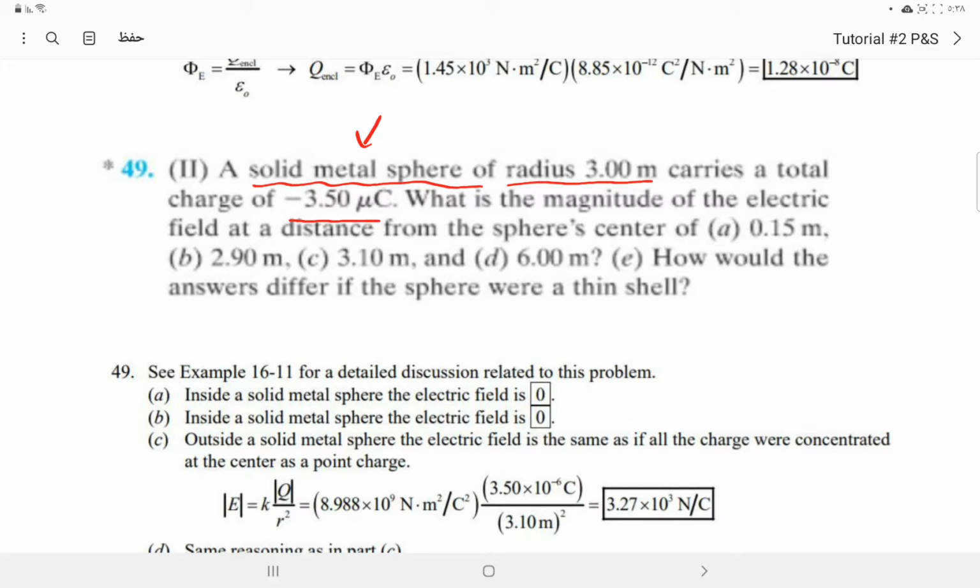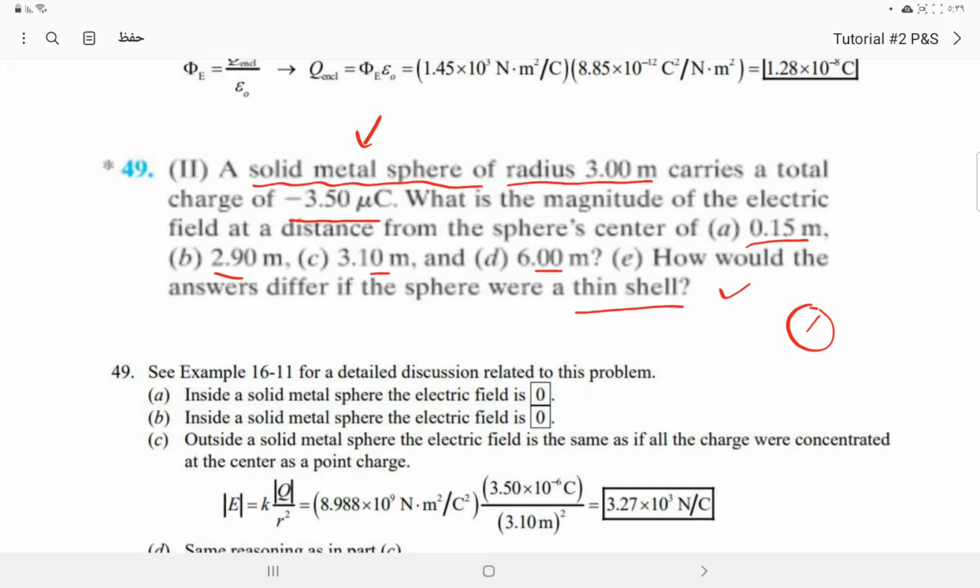What is the magnitude of the electric field at distances from the sphere's center of A, B, C, D? And then how would the answer differ if the sphere were a thin shell? Actually, this thin shell we will take, inshallah, in the coming lecture. Don't worry about that. So let's take the first part. Now we have a solid sphere. So this is a solid sphere.